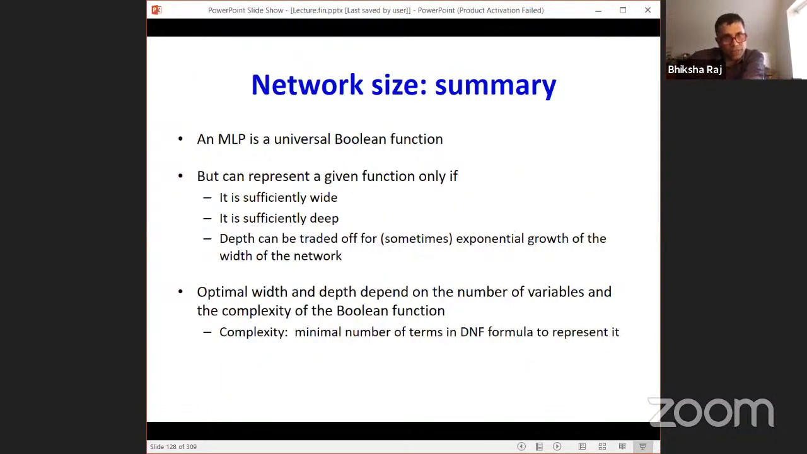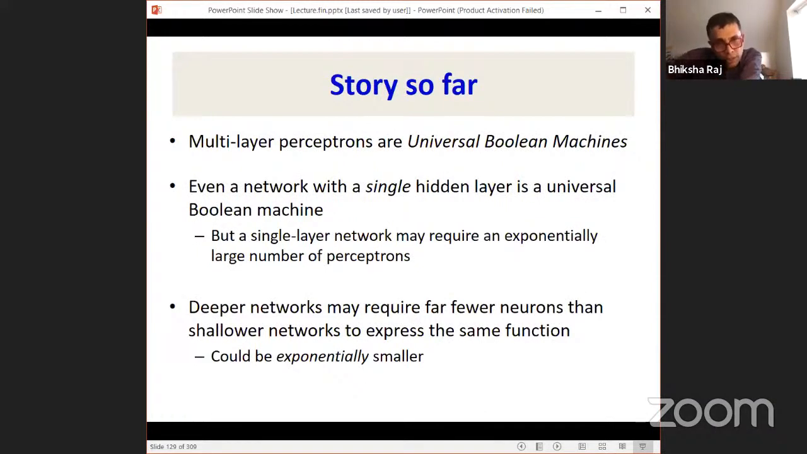I have some general statements over here. Let me skip these. An MLP is a universal Boolean function, but can represent a given function only if it is sufficiently wide and sufficiently deep. And depth can be traded off for sometimes exponential growth in the width of the network. And the optimal width and depth depend on the number of variables and the complexity of the Boolean function that they represent. So the story so far: MLPs are universal Boolean machines. Even a network with a single hidden layer is a universal Boolean machine. But a single layer network may require exponentially large numbers of perceptrons. And deeper networks may require far fewer neurons than shallower networks to express the same function.